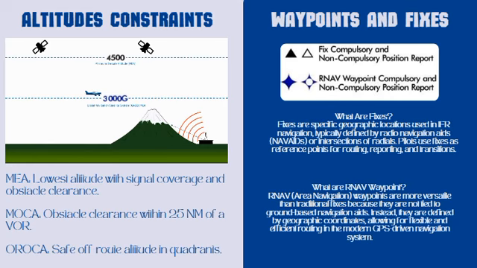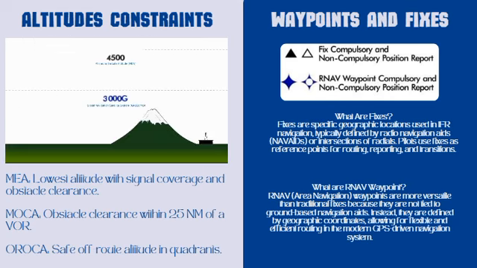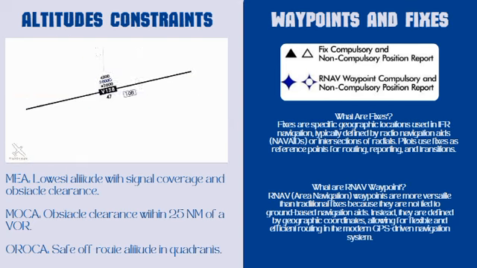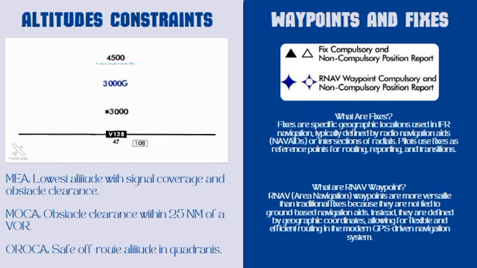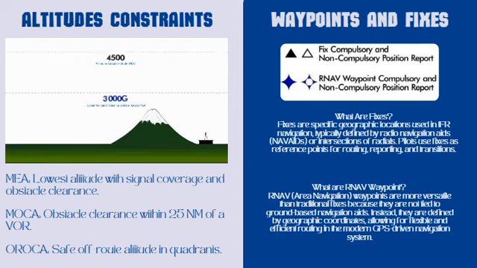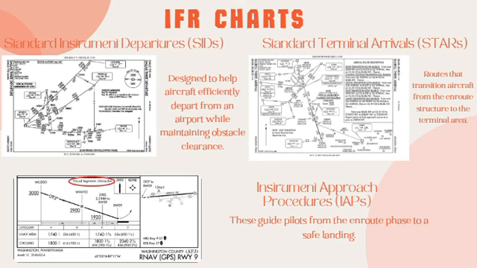RNAV compulsory waypoints are depicted as blue 4-point stars on IFR charts, distinguishing them from the traditional fixes. They also have a unique 5-character name. Now, a non-compulsory fix or waypoint is a navigation point where position reporting is optional unless ATC specifically requests it. These are typically used in radar control environments where ATC can monitor aircraft directly. The fix is represented by a hollow black triangle, and the waypoint is represented as a blue hollow 4-point star.